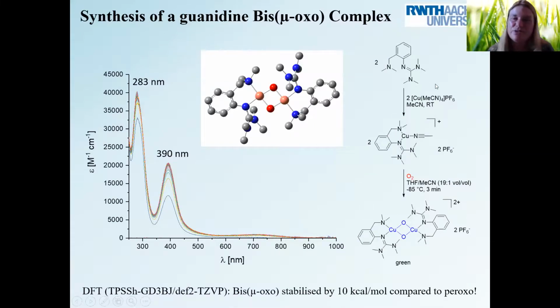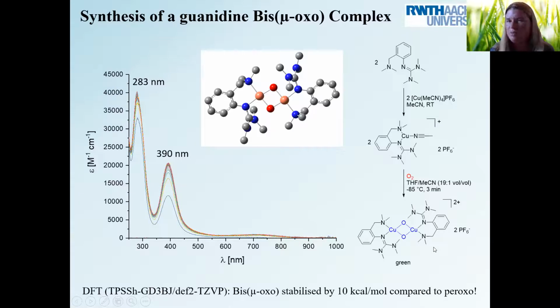I have a student in my group, Melanie, and Melanie invented this ligand, as we called it TMG-benza. So there's a benzylamine and the TMG tetramethylguanidine group, and you can come to the copper(I) complex, and by oxygenation in THF at low temperature, you can come to the bis-mu-oxido species, and calculations showed that this species is stabilized again by 10 kcal per mole compared to the peroxo species.